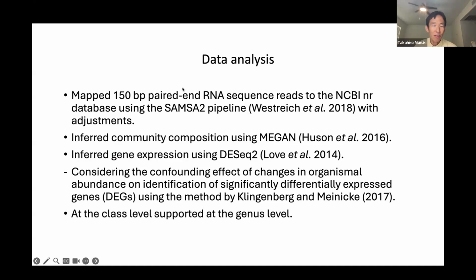In our data analysis, we mapped 150 base pair paired-end RNA sequence reads to the NCBI NR database using the SAMSA2 pipeline with adjustment. We inferred community composition using MEGAN and inferred gene expression using DESeq2, considering the confounding effect of changes in organism abundance on identification of significantly differentially expressed genes, which we denote by DEGs, using the method by Klingenberg and Meinicke. Our analysis is mainly carried out at the class level, which we support also at the genus level.